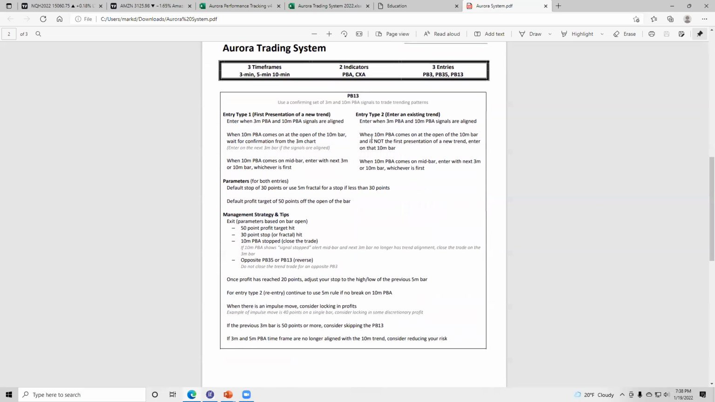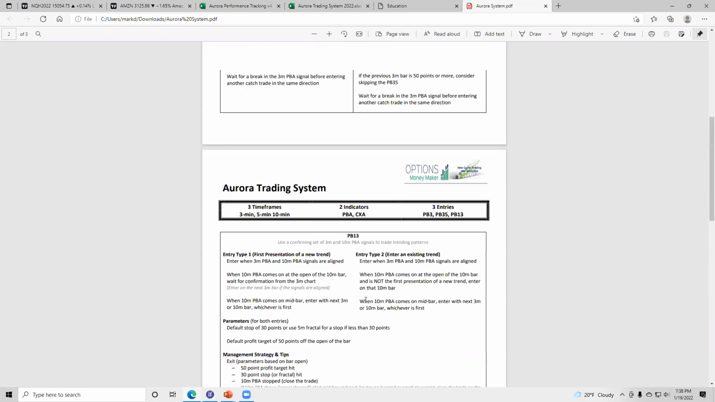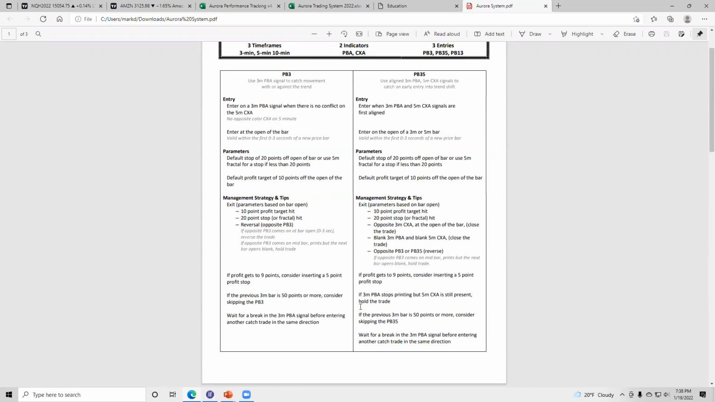And then you have PB13s. And you have both entry type 1, entry type 2, and the relative rules related to each. What are the parameters, stops, and profit targets, and then management strategies and tips, and how to exit out of those trades, and other relevant conditions and things to think about. For example, if the previous 3-minute bar is 50 points or more, consider skipping the PB13. That's going to be true on all of the conditions. Sorry, each of the 3 entries.